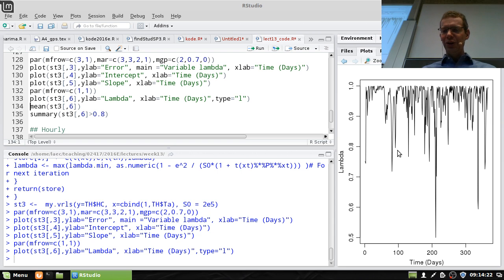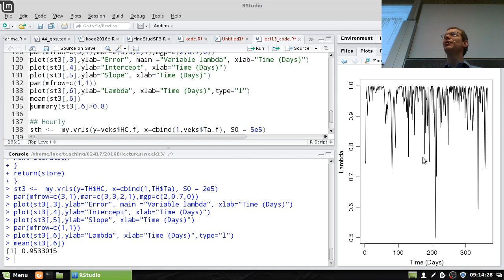Now, when you look at this, do you like this lambda? Well, the optimal value was 0.8, but the average value that is being used here is 0.95. So most of the time you're actually keeping a lot of information, and then occasionally you have these dips. But you also have a quite noisy part up here because the next lambda depends only on the previous residual squared.